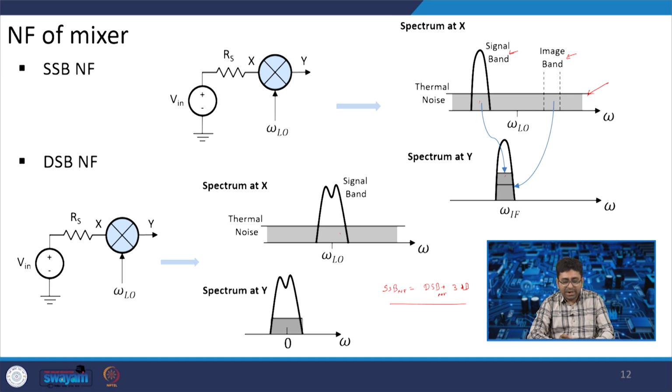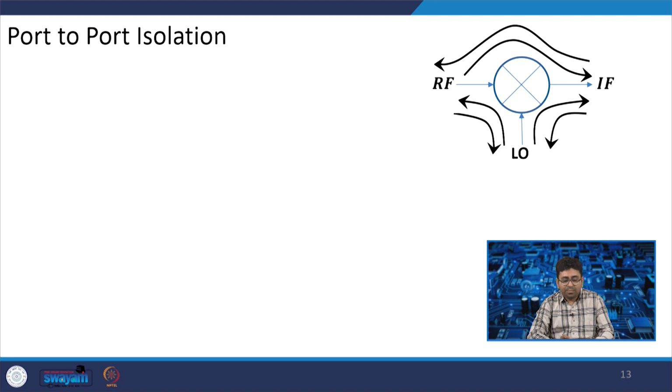Another important parameter of the mixer is port to port isolation, because there are 3 ports, RF, LO and IF, and all have different frequencies and different amplitudes. So, it is very important how well one port is isolated from the other ports, or how the signal is fed through to the other ports.